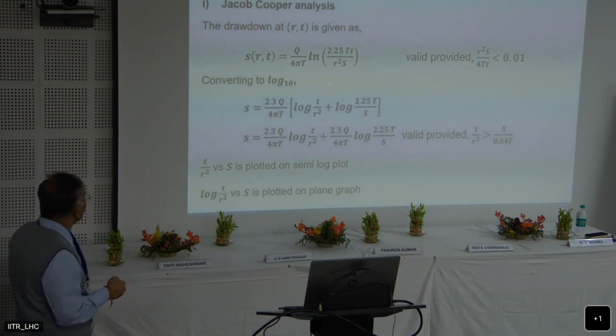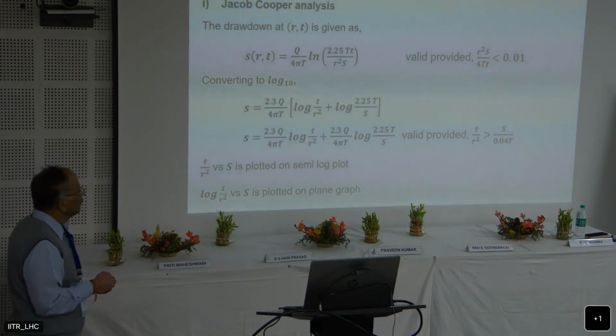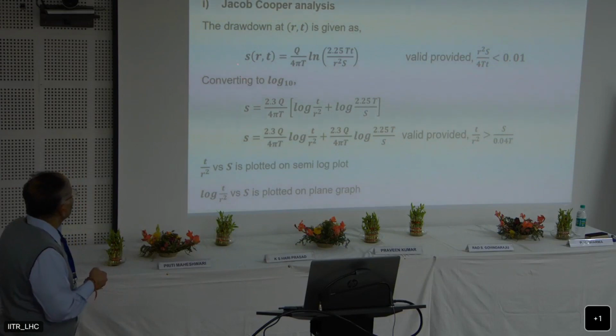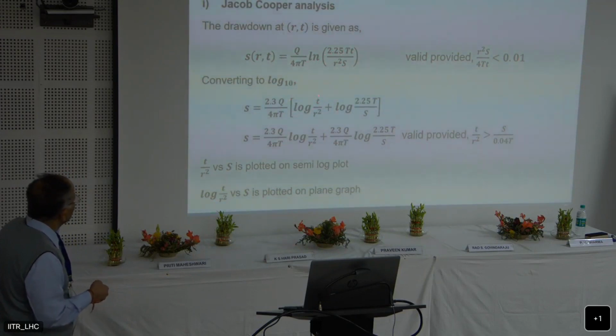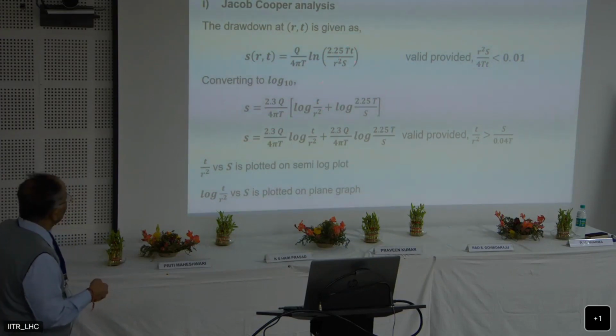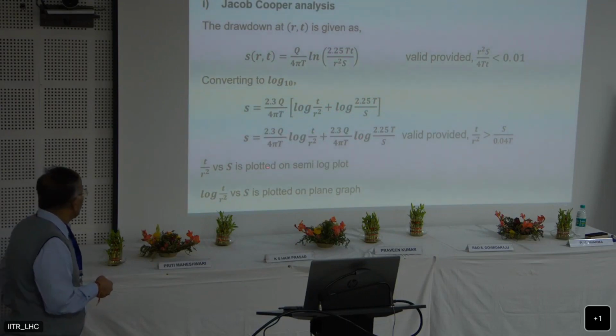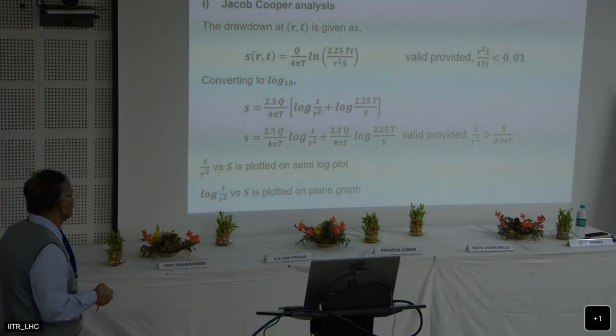We know that from the Cooper-Jacob approximation, if u, which is r square S by 4Tt, is less than 0.01, we can approximate s as a semi-log plot with respect to t. So s is given by Q by 4 pi T into log of 2.25 Tt by r square S. If I convert it into common logarithms, we get this. When I write this in two parts, log of t by r square plus log of 2.25 T by S, because this is a constant, s versus t by r square is a semi-log plot.